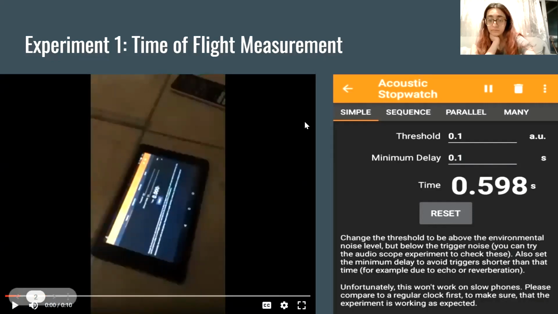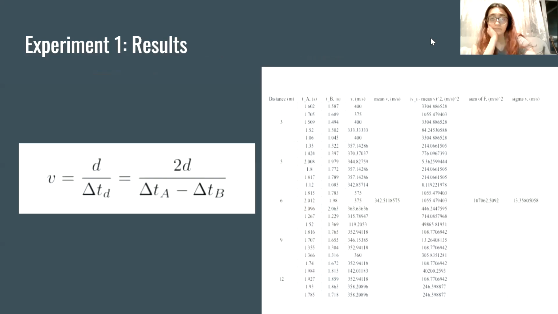So we used this equation and we used the distance twice because of how the sound traveled back and forth. And we used the change in time to find the speed of sound. We also took into account the time delays in both of the stopwatches, which accounts for the change in time A and change in time B.